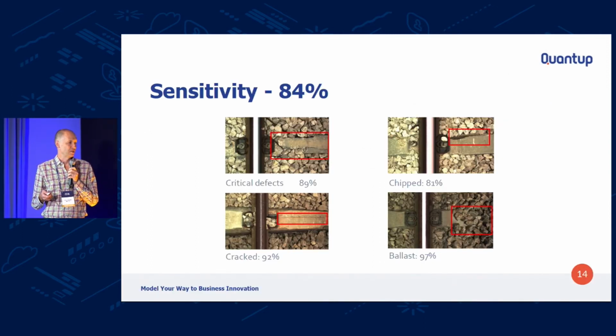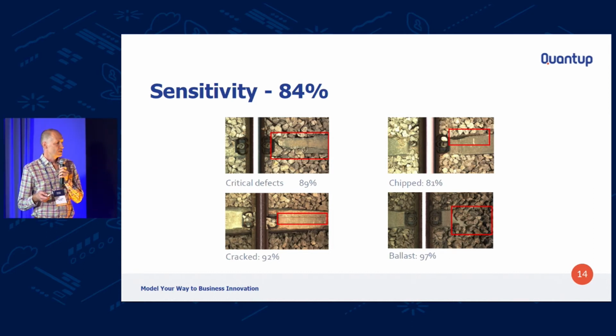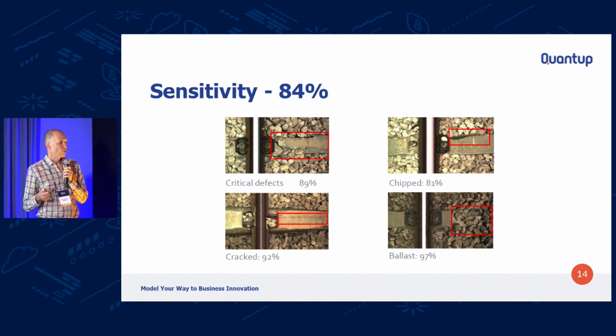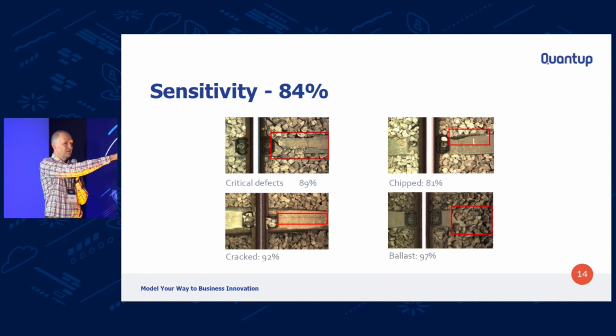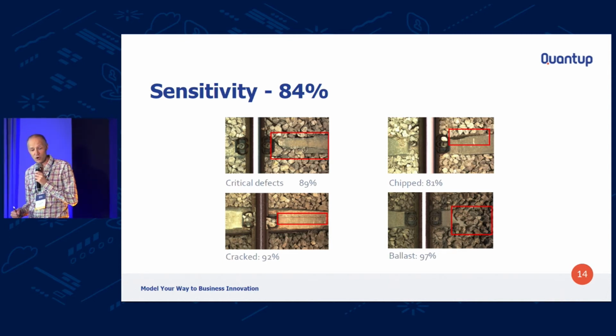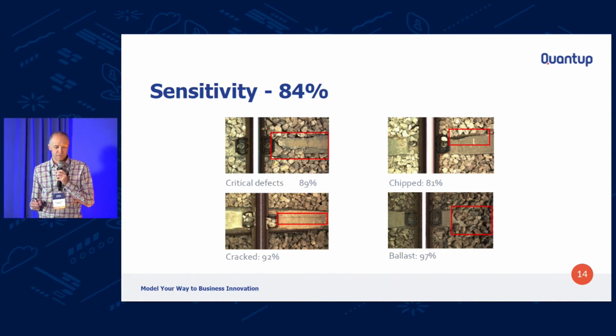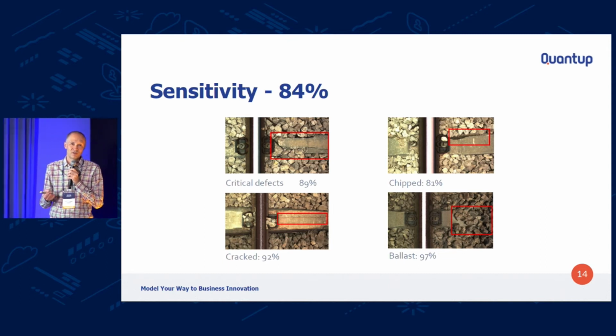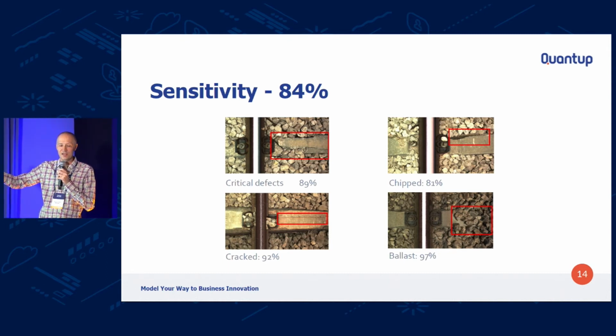So it's time for a summary. What you can see here are properties of the algorithm. Sensitivity equals 84% means the probability of detecting damages. We don't care about the length of the list I talked about.